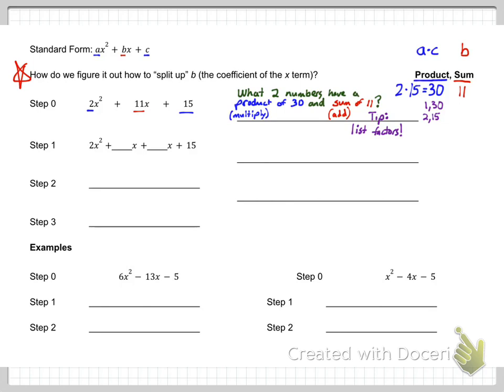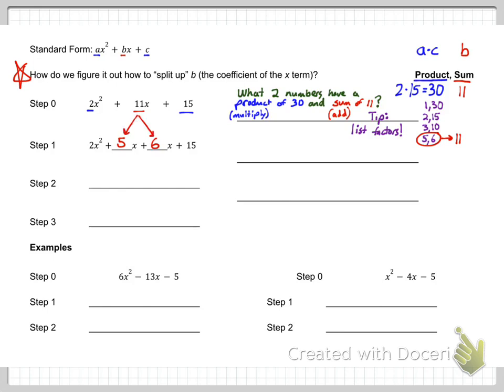So 2 and 15. Divide 30 by 3, you get 3 and 10. Divided by 4, you don't get a whole number, but divided by 5, you get another whole number. And once the second number catches up to the first number, then you know you found all of them. Here, I look and I see, which of these add up to 11? 5 and 6 add up to 11. So those two numbers, 5 and 6, are going to be the numbers that I break 11x into, 5x and 6x.